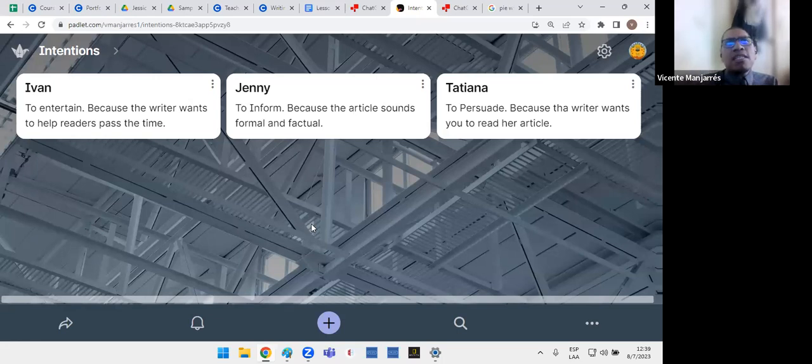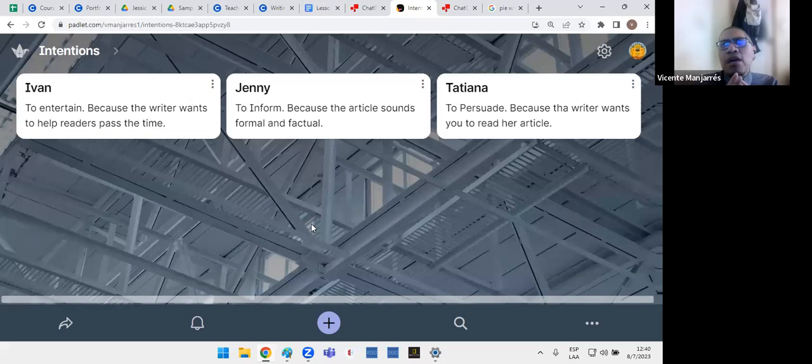This is Jenny's opinion. She says to inform because the article sounds formal and factual. Okay, so Jenny has a very good idea on how to identify the purpose of an article. She says it sounds formal, which of course it does. The kind of language is formal. And remember the web page was bbc.com, which is a very good source of information, right? It's a renowned broadcasting company. So I think Jenny is pretty right when she says it sounds formal and factual.